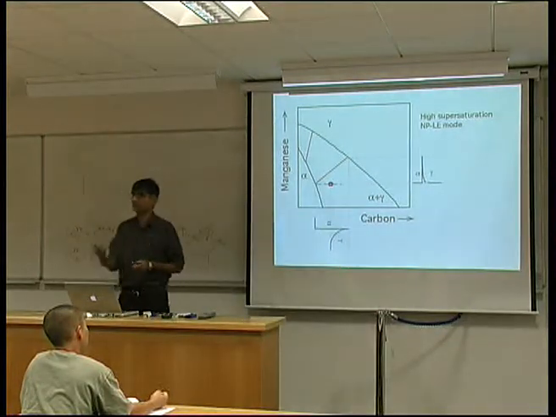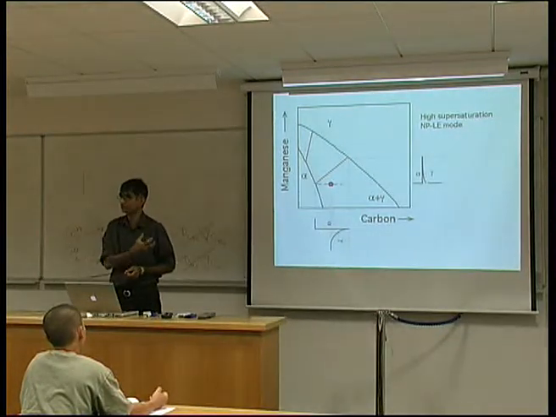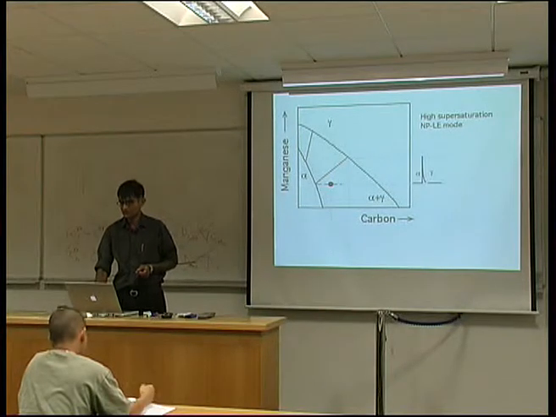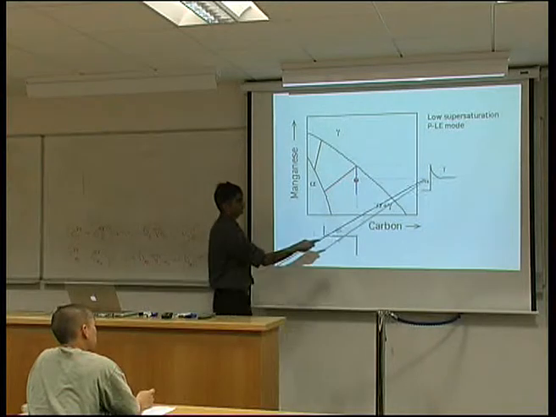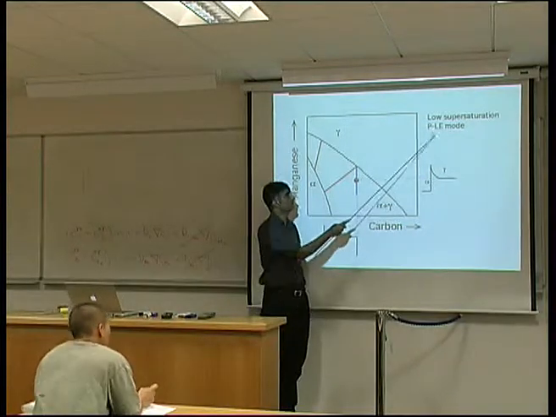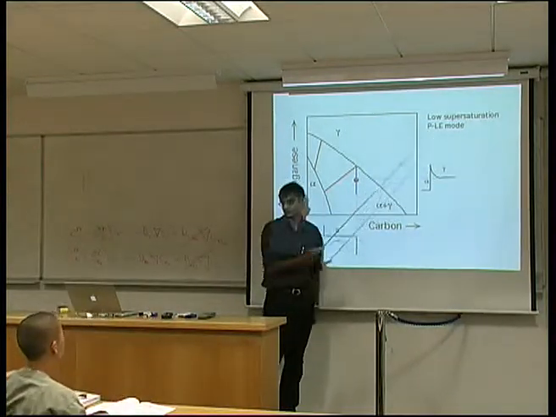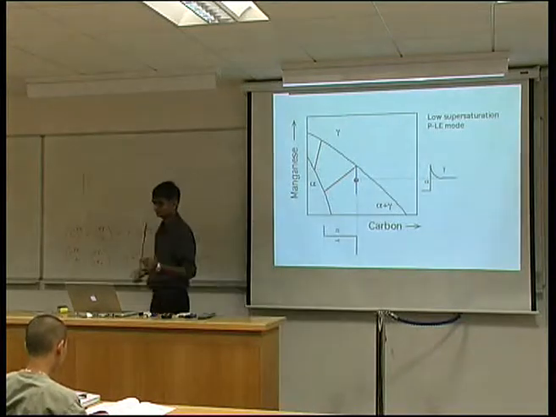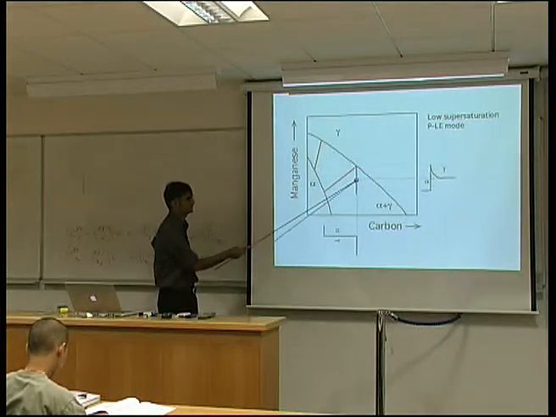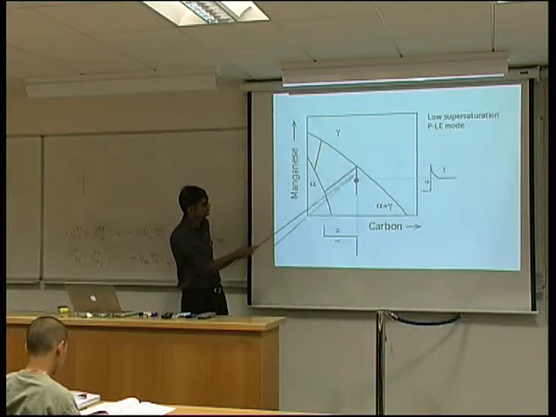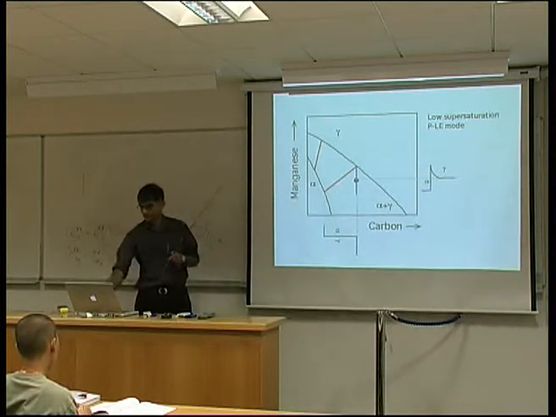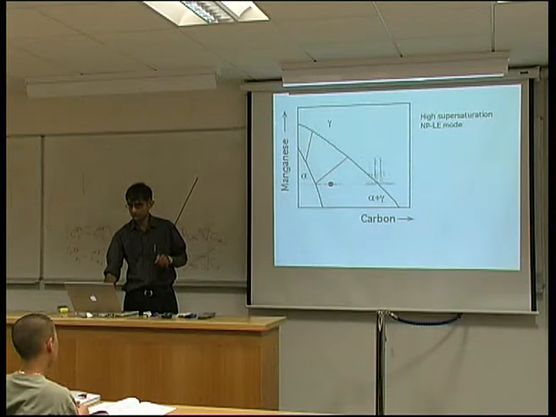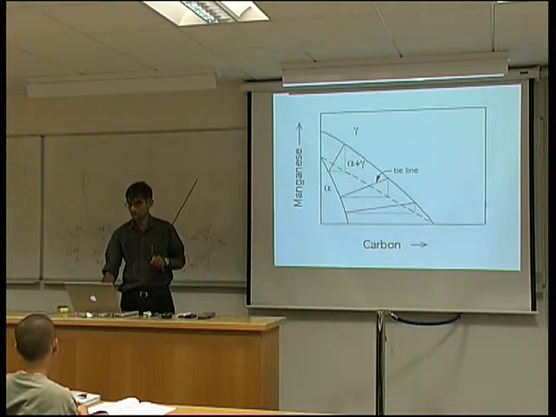And it occurs at very high supersaturations. I will explain that a bit more. I forgot to mention in the previous slide that, because we have lots of partitioning of manganese, we call this the partitioning local equilibrium mode. And this happens at low supersaturations. In other words, you're supercooled only a little bit outside of the austenite phase. So the question was, how do we know which of these modes will actually happen?